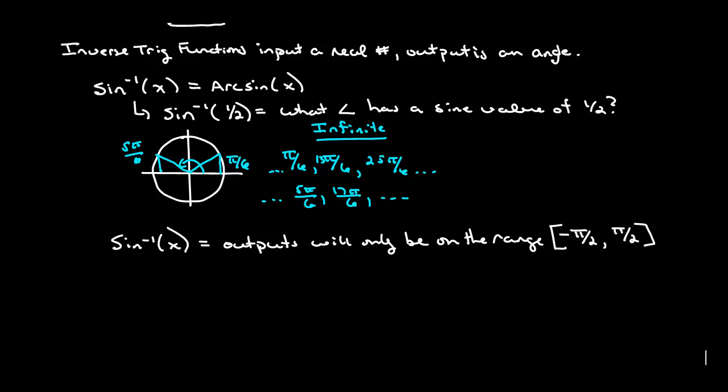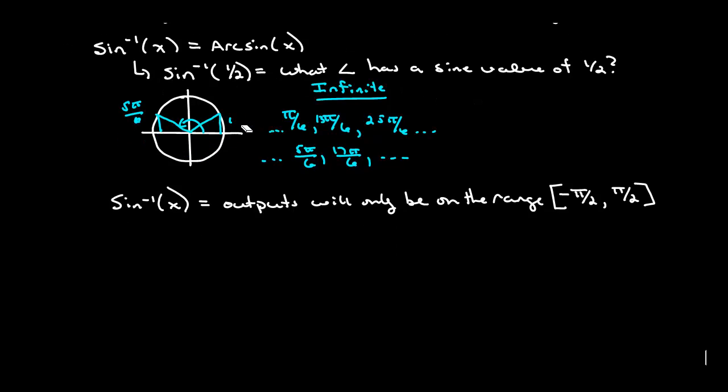Or in other words, we will restrict ourselves to angles that only occur over here, so in quadrants 1 and 4. Now be careful. When I say quadrant 4, we need to make sure that we're using the negative, not the positive. So for example, if I wanted this angle right here, I would not go this way.